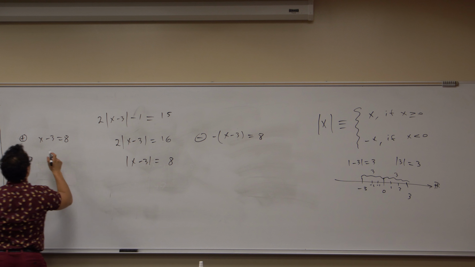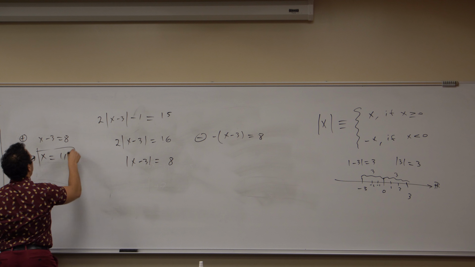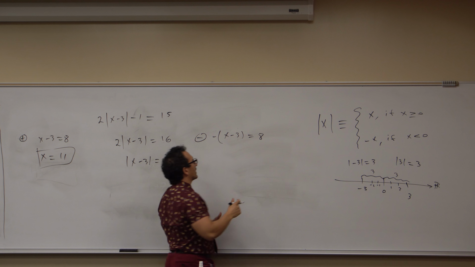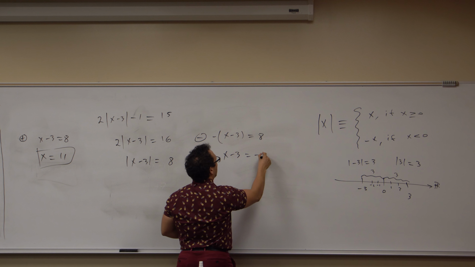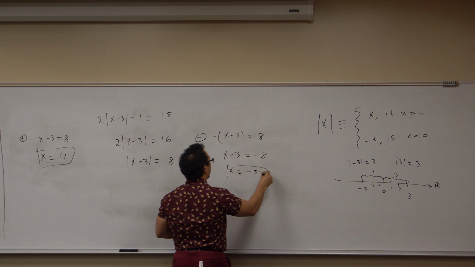Over here, I just add a 3 to both sides. 3 plus 8 is 11. Put a box around it. Over here, I divide both sides by negative 1. Negative 8. I add a 3. That means I get x is equal to negative 5.